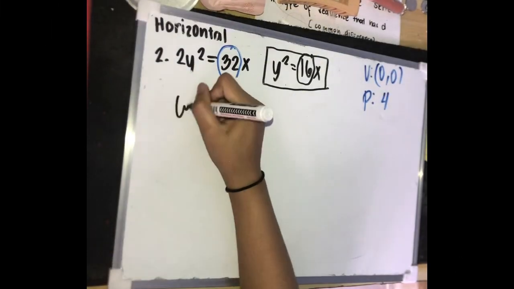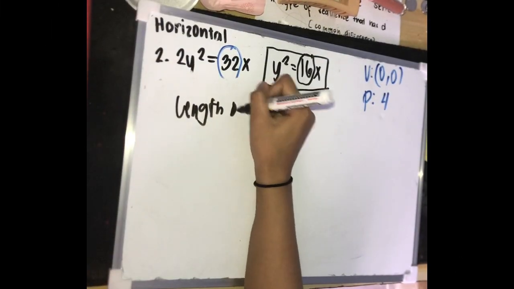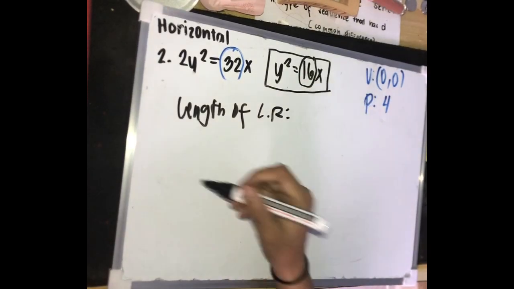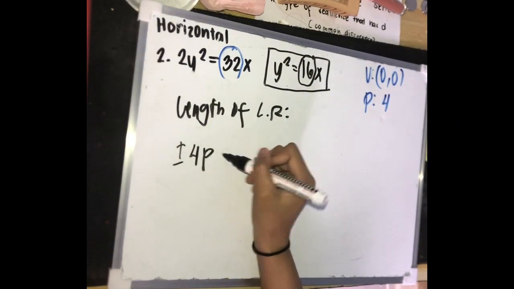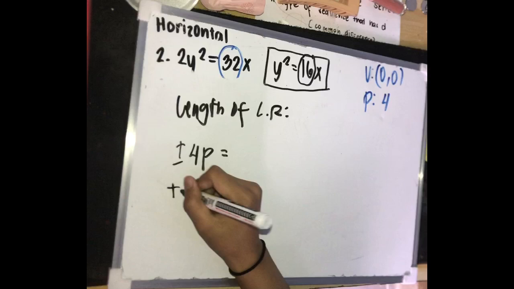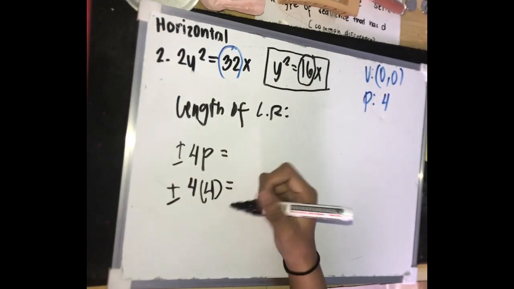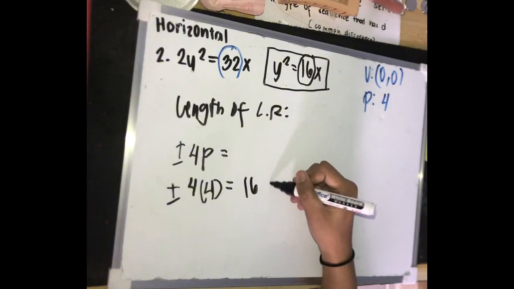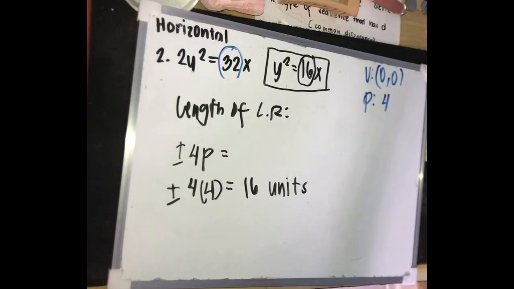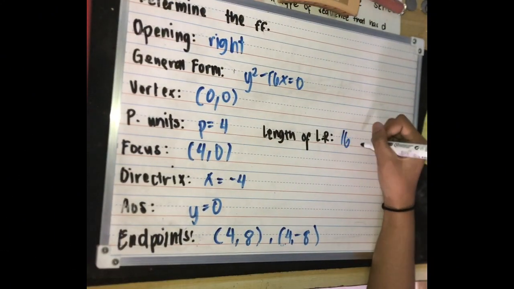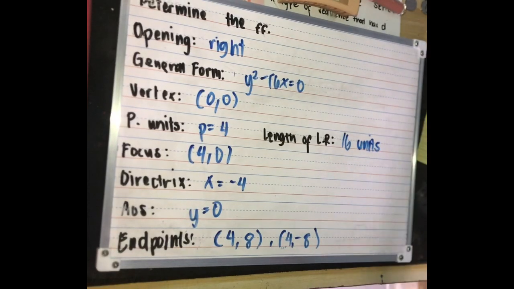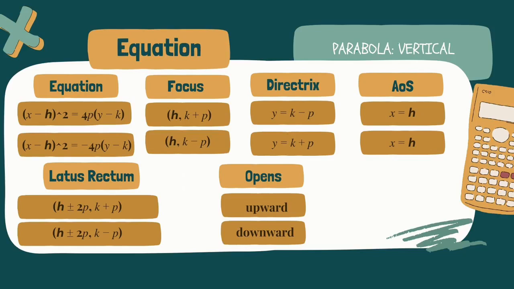To solve for the length of the latus rectum, we're going to use this formula po. Our P is 4, so we're going to times 4 times 4 is 16. So, basically, our units is 16 units. So, we have 16 units. Ayan po yung mga answers sa dinetermine natin kanina. So, ganun lang po siya ka-easy.